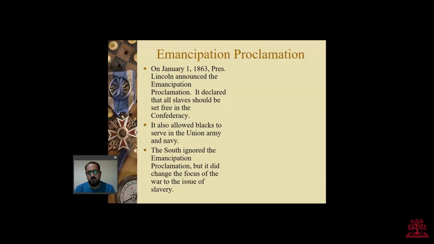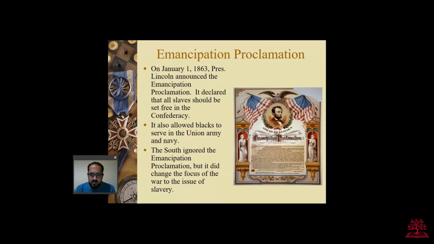The South ignored, of course, the Emancipation Proclamation, but it did change the focus of the war to the issue of slavery. Now, Abraham Lincoln announced that slavery should be ended in the CSA territory, but the Southern Confederacy ignored this. But right now, after this, the main focus of the Civil War was slavery indeed. Okay, and this is a picture of the Emancipation Proclamation.